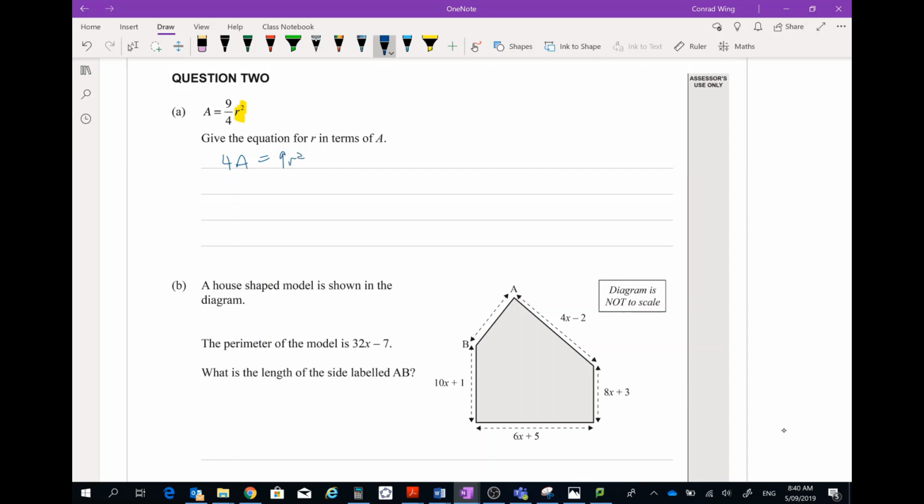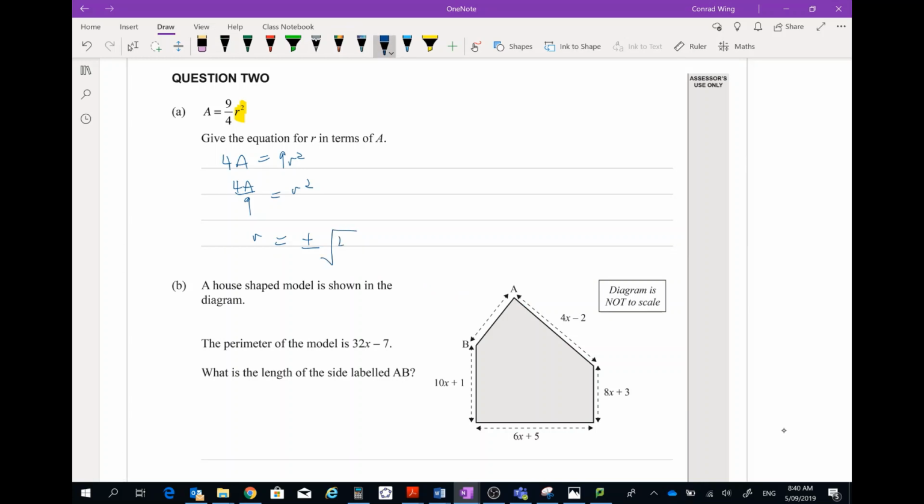Then what do you do? Divide them both by 9. Right, so this is 4a divided by 9 is r squared. So if I want to get r, what do I do? Square root. Yeah, take the square root. So this is achieved. r is equal to, you don't have to write plus or minus, but it's probably better.